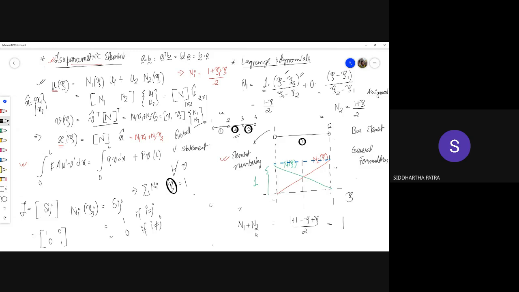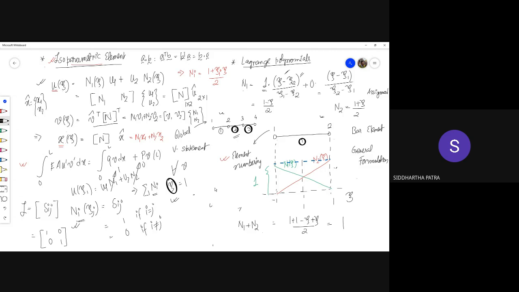Now, why do I need this condition, that summation of Ni equals 1? Why do I need this form for the shape functions? That way we get u at xi1 is u1, because you see it is u1 N1 plus u2 N2, but at xi1 this one is 0 and this one is 1. So this condition is pretty well understood. This condition is not so trivial.